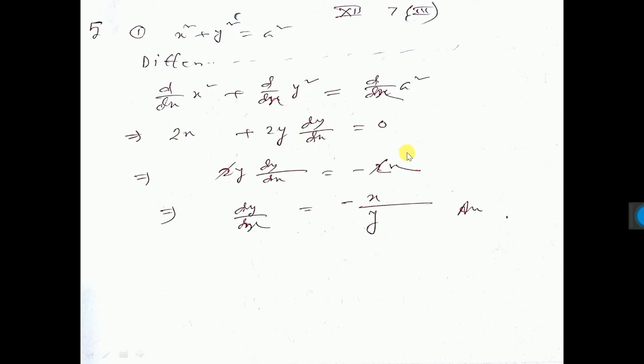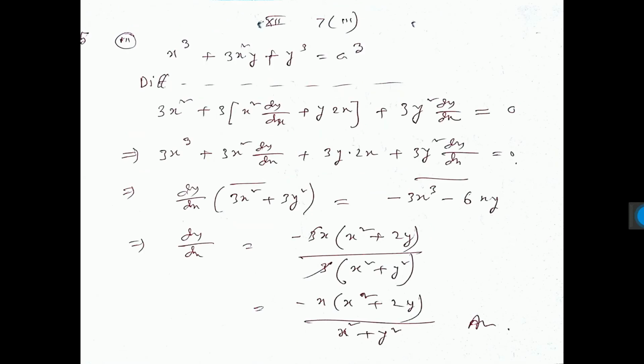Now 2x that side take, that will be minus 2x. This side plus, this side minus. This 2 cancel, and this y will go right side, that is minus x by y is the answer. dy/dx value is minus x by y.